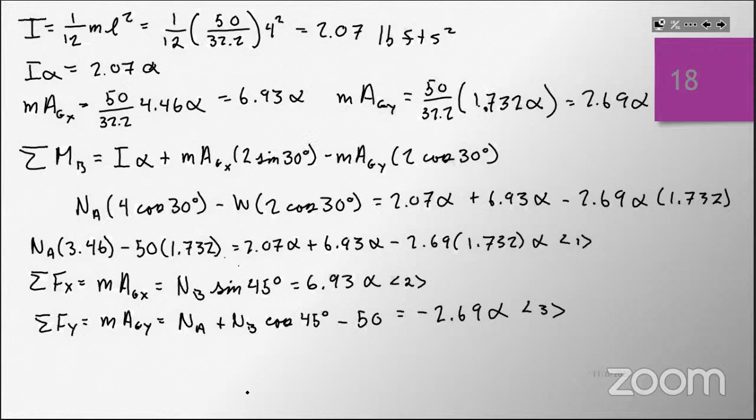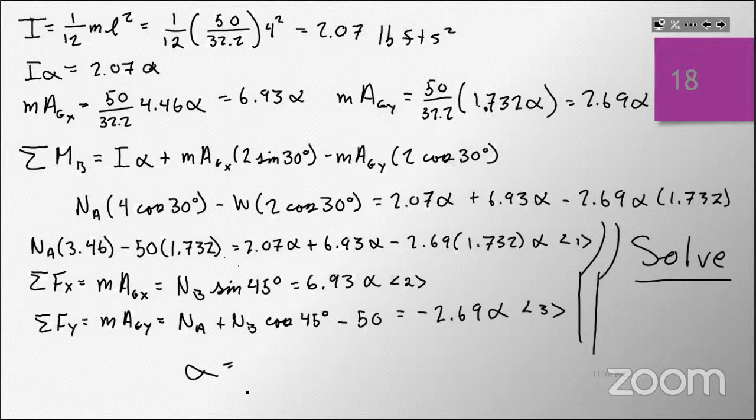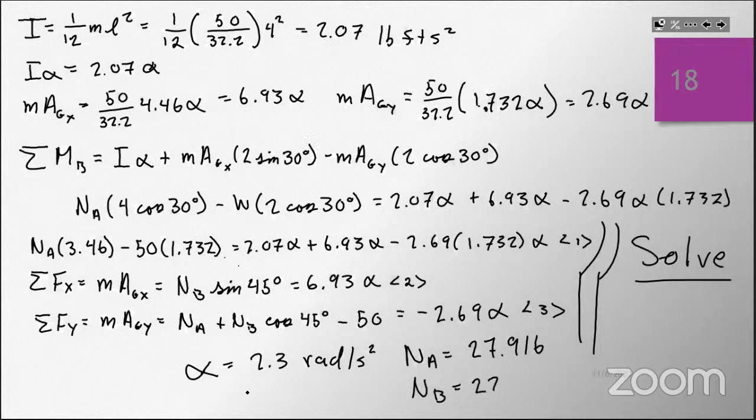I solve them simultaneously. Solve. Alpha is 2.3 radians per second squared. I get a normal force at A of 27.9 pounds and a normal force at B of 22.5 pounds. This one's straight up and this one is at 45 degrees.